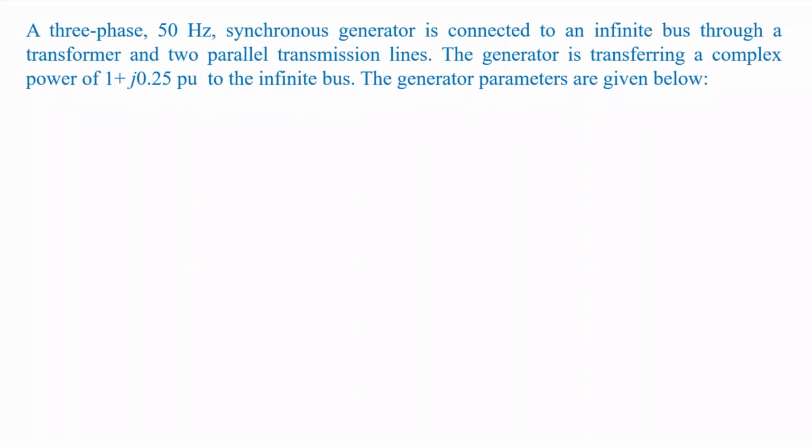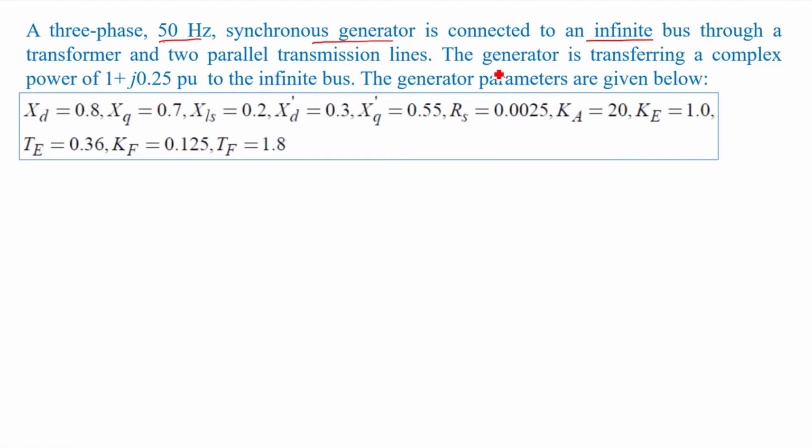Let us see one example of how we can initialize the system parameters. Here we have a three-phase power system, 50 Hz, where the synchronous generator is connected to an infinite bus through a transformer and two parallel transmission lines, as we can see in the figure. The generator is transferring a complex power of 1 plus j0.25 per unit to the infinite bus.